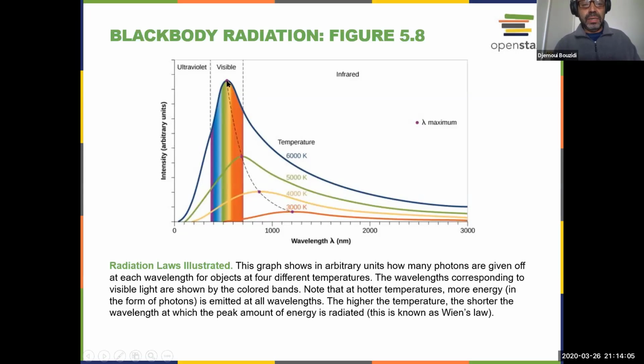The higher the temperature, first of all, the higher the peak, but the peak also shifts more toward the left, meaning toward shorter wavelength, meaning toward the blue and probably violet, and it can even peak in the ultraviolet, because some objects are so active that they can emit in this region.